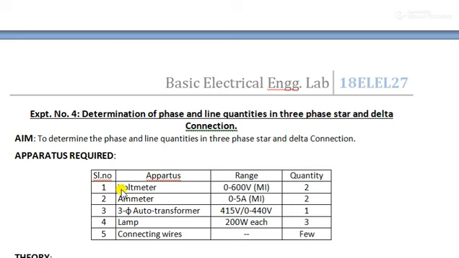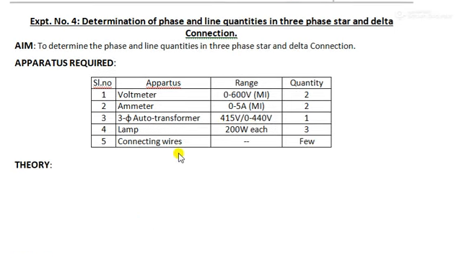Apparatus required: voltmeter 0 to 600 volts, MI type, 2; ammeters 0 to 5 amperes, MI type, 2; three-phase auto transformer 415 volts, 0 to 440 volts, 1; lamp load 200 watt each, 3; connecting wires, few.